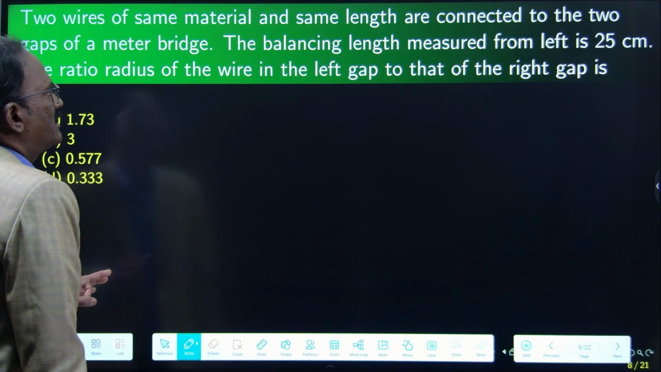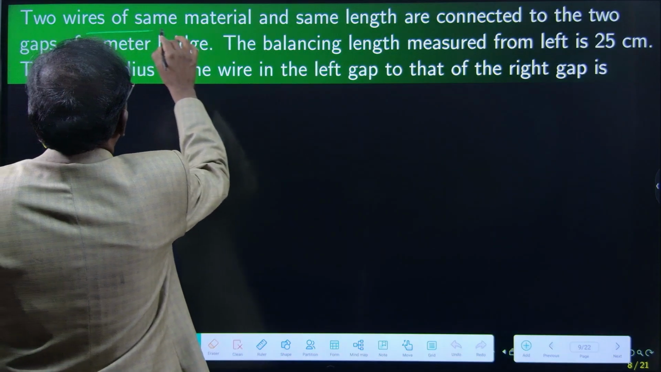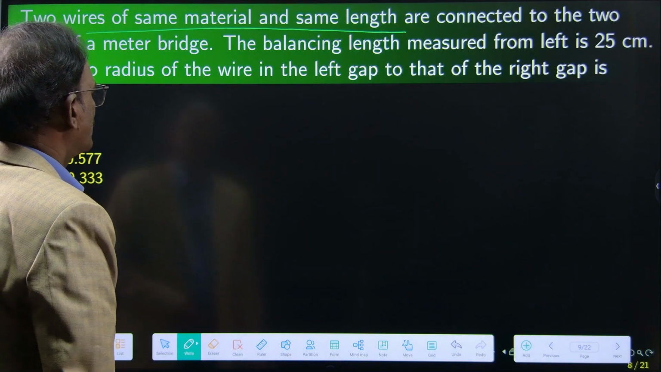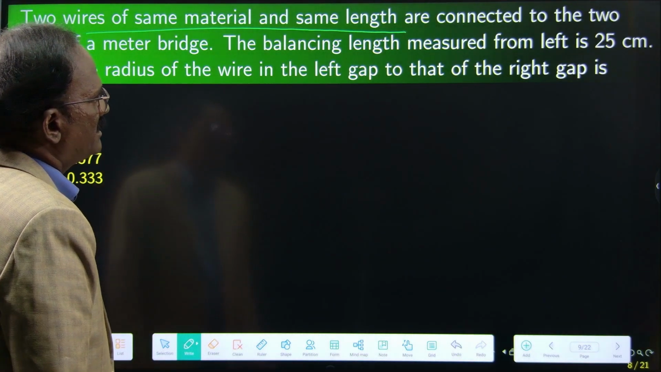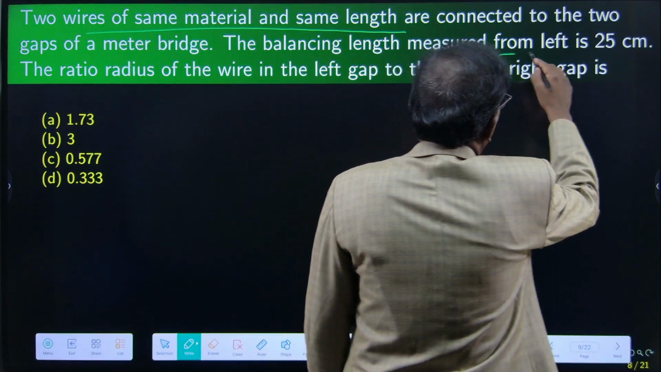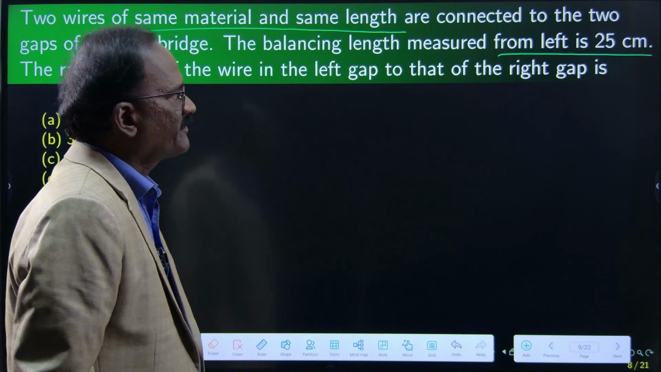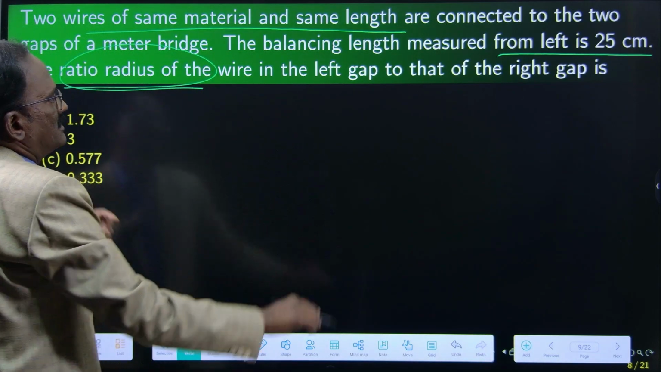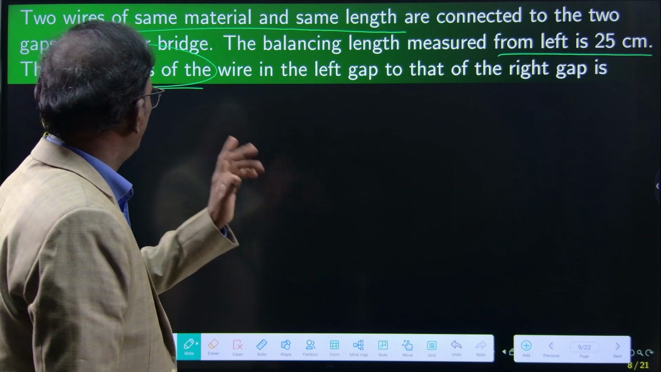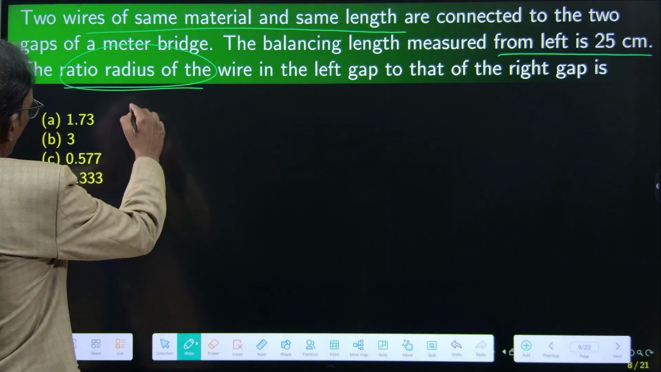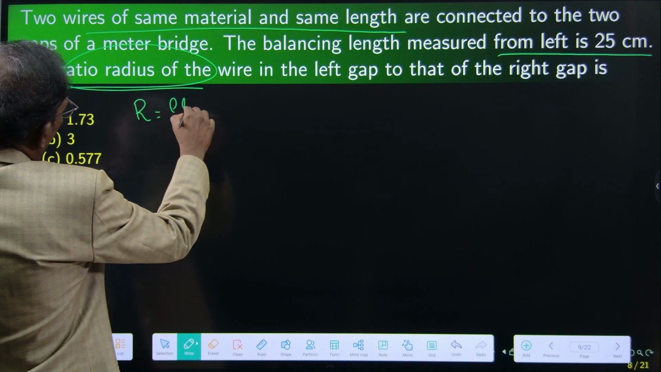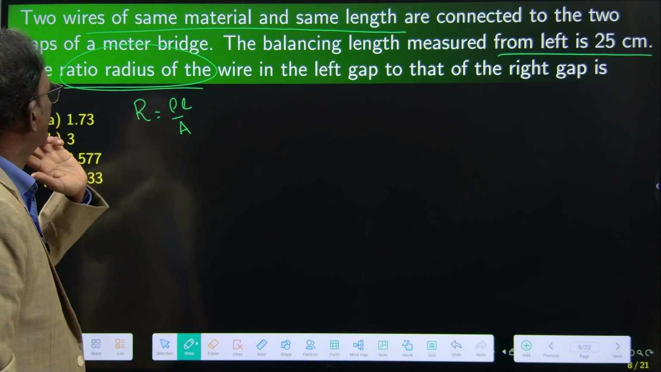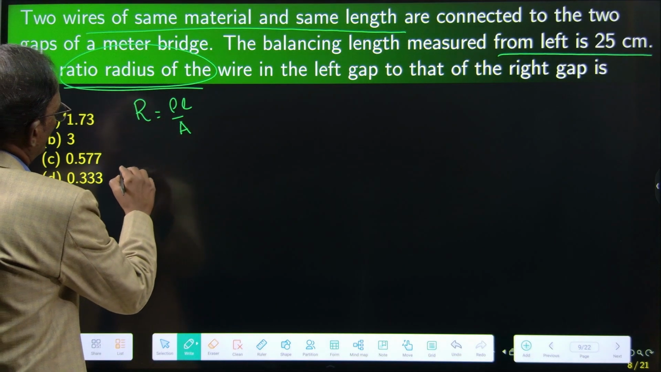Two wires of same material and same length are connected to the two gaps of a meter bridge. The balancing length measured from left is 25 centimeter. The radius ratio of the wires in the left gap to the right gap is asked. So we know R is equal to rho L by A. So from A we will find the ratio, right? So two wires. First let me draw the diagram.